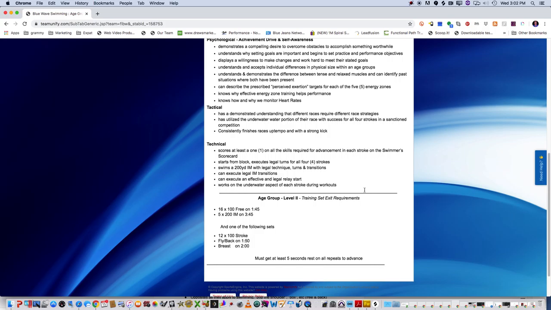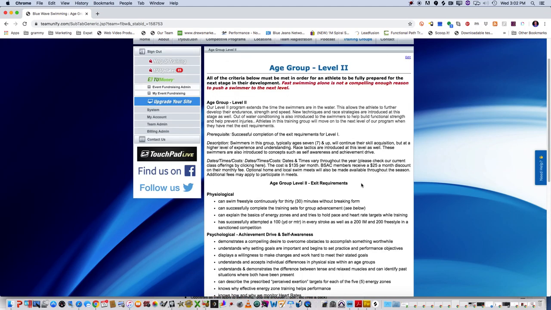So it's important that they work on their underwater aspect of their stroke during workouts, especially at the end of sets when they're tired. All right, so you can see now how level one and level two are coming together so we can give a good basis for the aspiring swimmer to have the skills that they need to be efficient. Our next podcast will be level three.